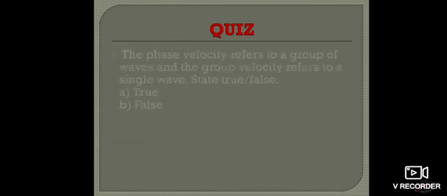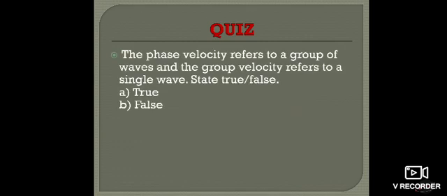Next question. The phase velocity refers to a group of waves and the group velocity refers to a single wave. Is it a true statement or a false statement? Option A is true and option B is false. Which one is the correct answer? Please note this question.